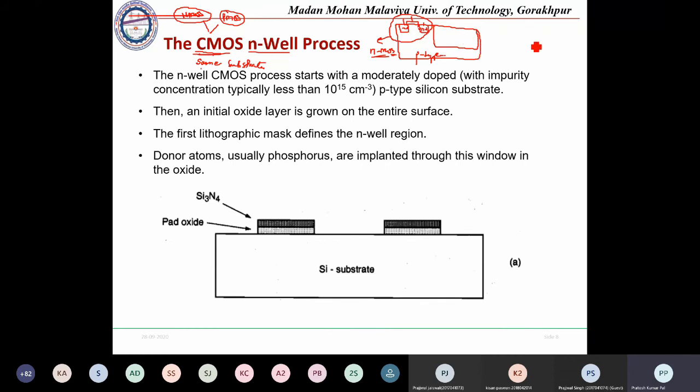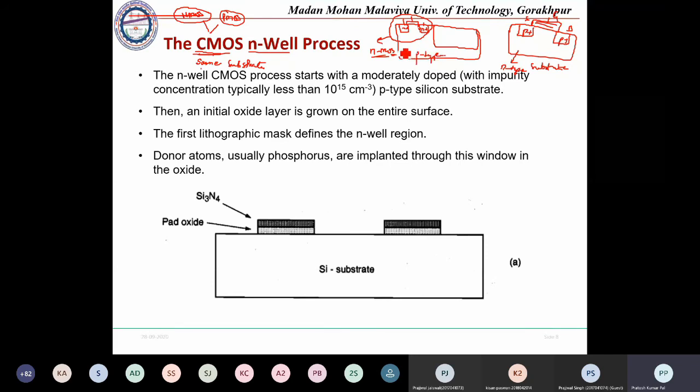But for fabrication of PMOS, an N-type substrate should be there. So this substrate should be N-type, and drain and source will be of P plus. And this will be the gate along with the oxide. So this gate, drain, and source are similar to this, but here the substrate is P type.